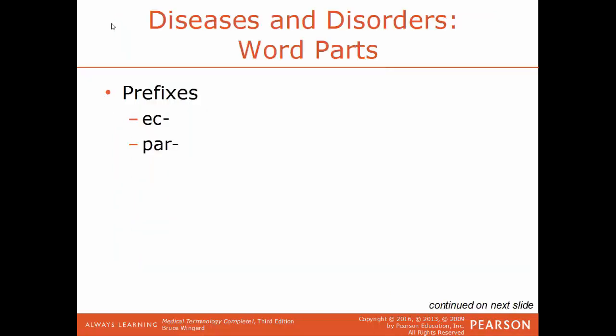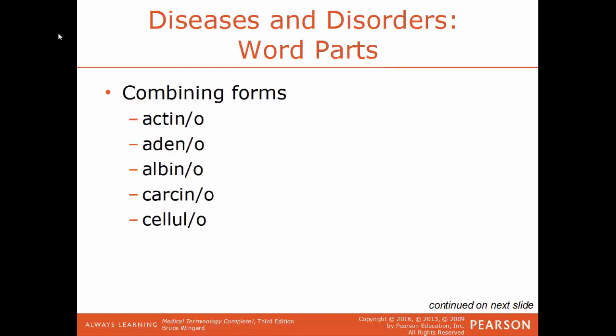Alright, now we'll talk about some diseases and disorders and the various word parts. First, some prefixes. The first one, EC, or ek, this would mean outside. And the second one on here, par, would mean something not normal or something that's abnormal. Alright, now we'll talk about some combining forms. Actin, or actino, is a reference to light.